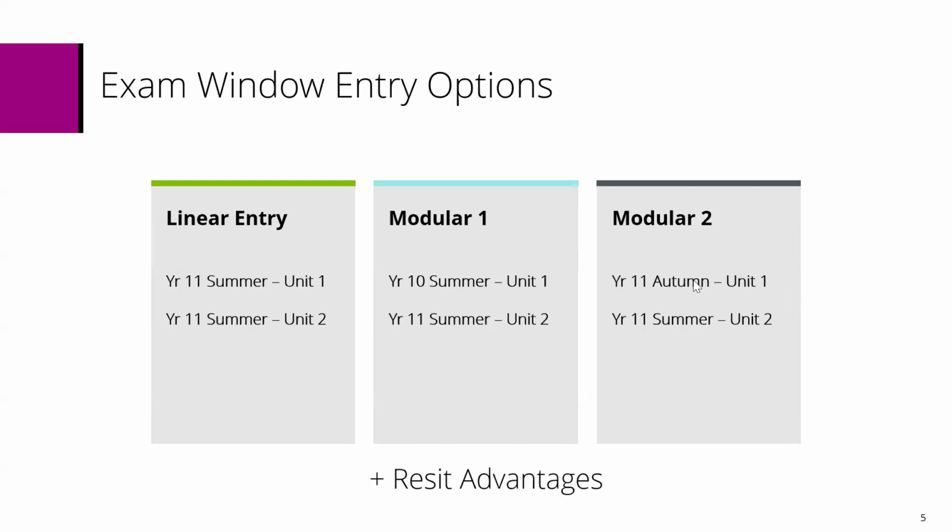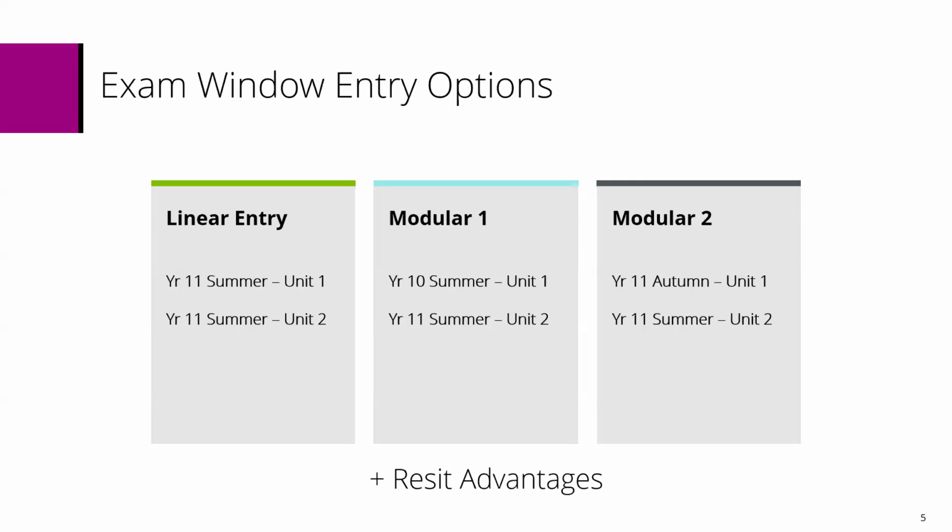I also think there are some reset advantages that are worthwhile just teasing out, even if you're on a linear entry pattern. So if you've taken the linear exams, if your student wants to improve their grade in the sixth form, they've got to retake both the papers in one series. But if they've taken the modular papers, they could resit one paper at a time, giving them less distraction for their further study.